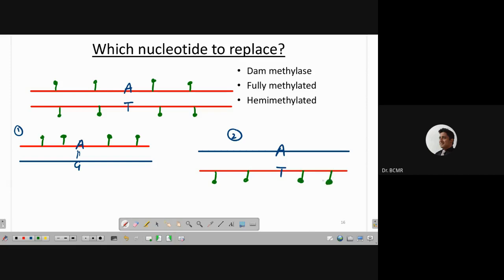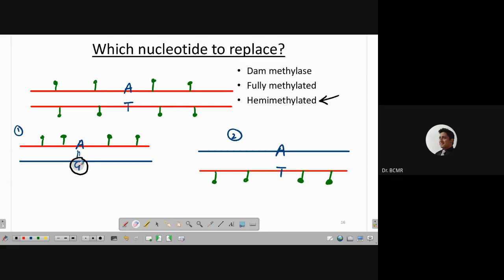Something like this. So if we have to remove and replace one of the strands, and supposedly this is the G that is wrong, right? I hope you remember what is meant by hemimethylated DNA, right? Only one strand of it is methylated, whereas the newly synthesized strand is not methylated. So any repair that should be done will be done to the newly synthesized DNA strand.